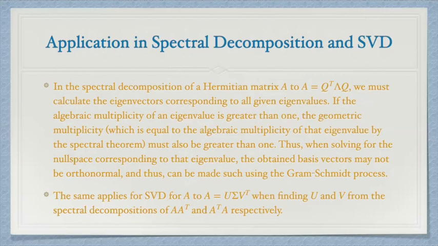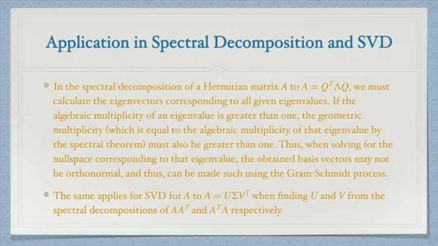Using the spectral theorem, which states that any Hermitian matrix, or symmetric matrix in the case of real numbers, can be converted into a system of orthonormal eigenvectors, basically justifying that for any Hermitian matrix, its eigen decomposition of the form Q transpose lambda Q must always exist.